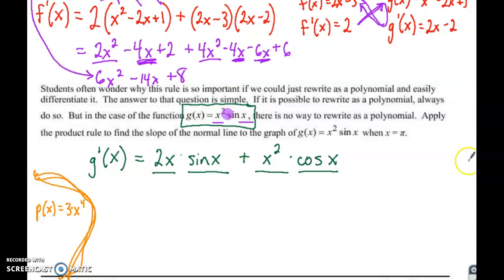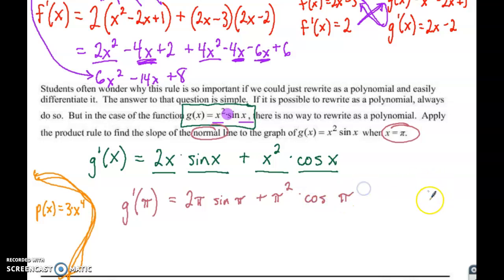This is the correct derivative. Now it's asking you to find the slope of the normal line. Think about what that means. Well, for the normal line, first you'd want to plug in to find what the tangent line is. So it's 2 times pi times sine of pi. If you're confused where I got pi from, it's right there. Plus pi squared times cosine of pi.